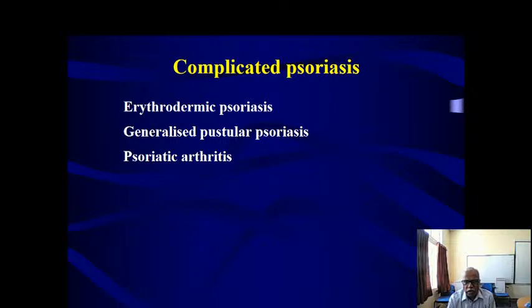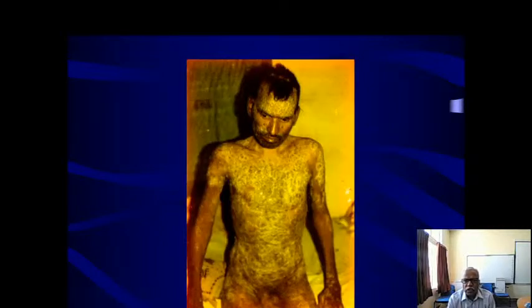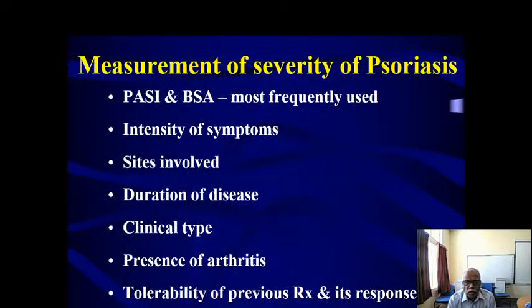These are the complications like erythroderma, pustular psoriasis, psoriatic arthritis. These are the three complications in psoriasis. This is erythroderma, with total involved erythematous skin, then scales all over the body.